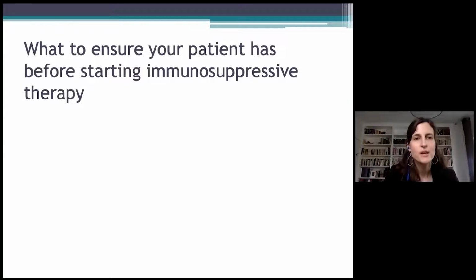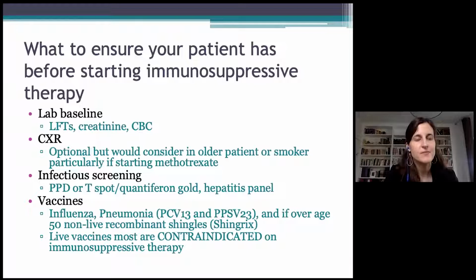So what to ensure your patient has before starting immunosuppressive therapy? Ideally, you check a CBC, LFTs, and creatinine. You check a chest X-ray if you are considering treatment in an older patient or a smoker, particularly if starting methotrexate, and we'll talk about why a bit later. Infectious screening is important as well, so checking either a PPD or a T-spot, QuantiFERON Gold, and checking a baseline hepatitis panel, as well as making sure patients are up to date with their vaccines.